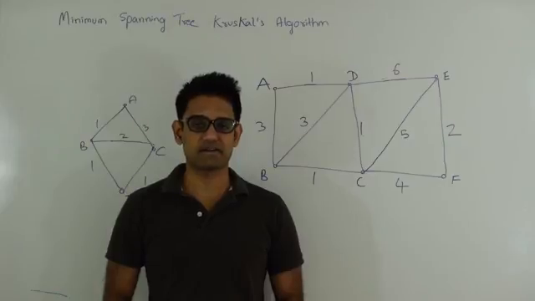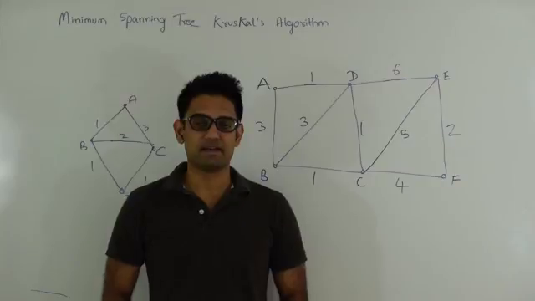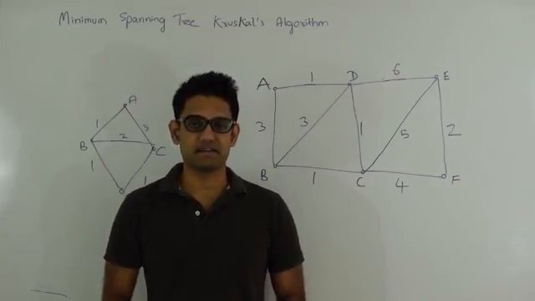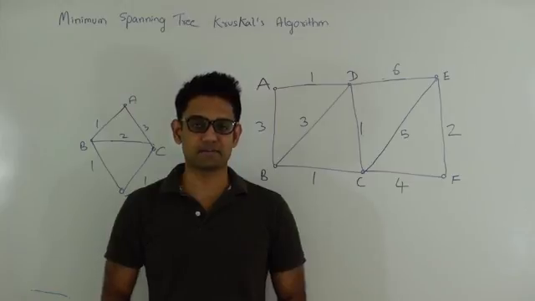Today we are going to talk about how to find minimum spanning tree using Kruskal's algorithm. So what is a spanning tree? A spanning tree of an undirected graph is a subgraph such that all the vertices are connected to each other, and then there is n-1 edges in the subgraph where n is the total number of vertices. So basically the subgraph represents a tree.